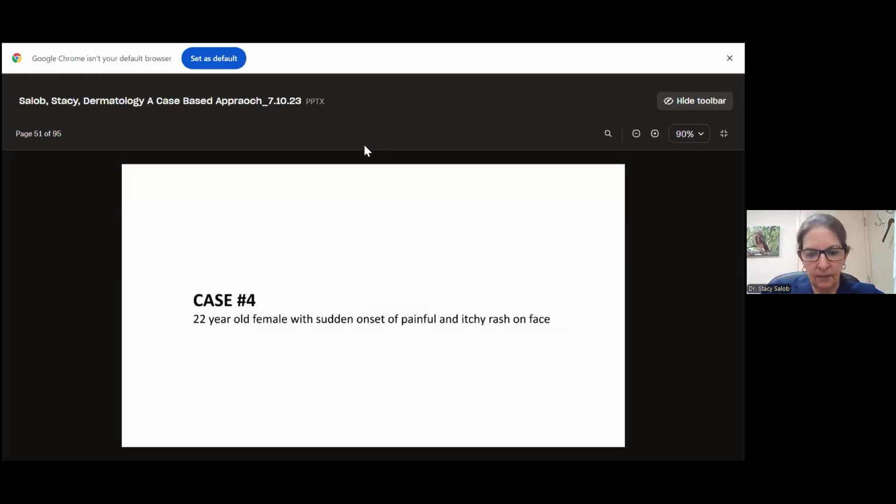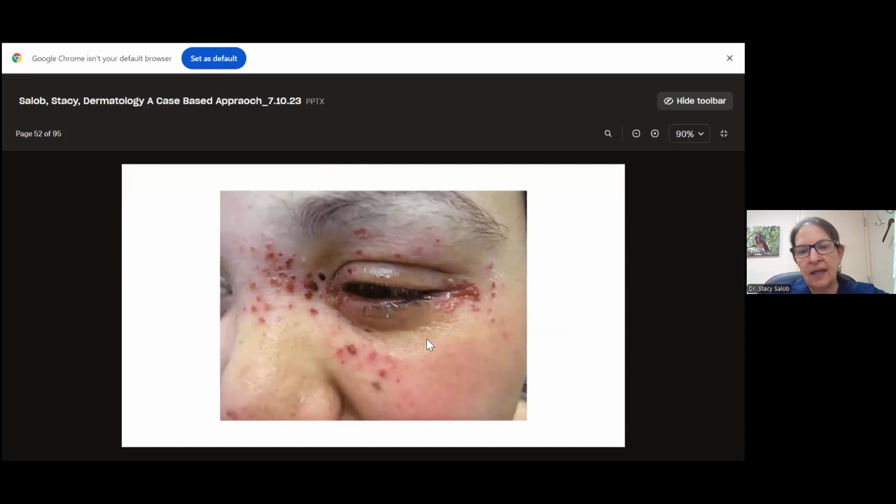Okay, next case. This is a 22-year-old woman who has a sudden onset of a pretty painful and somewhat itchy rash on her face. She looks like she's probably a little miserable, and around the eye there is some edema. But what's most striking are these fairly monomorphous lesions. One looks pretty similar to another: well circumscribed, round, crusted erosions. Some of them seem discrete, some of them seem more grouped together.